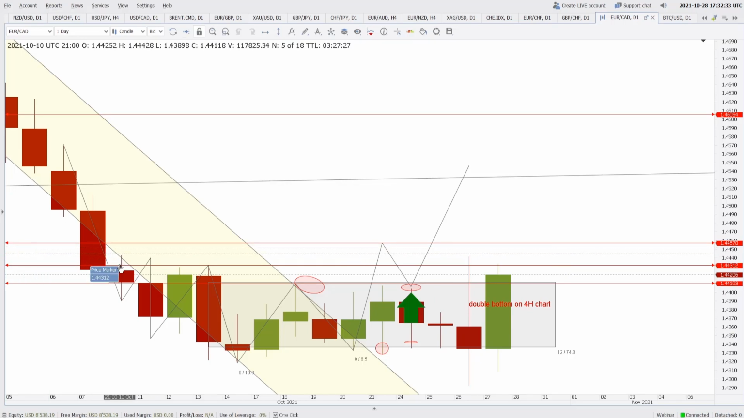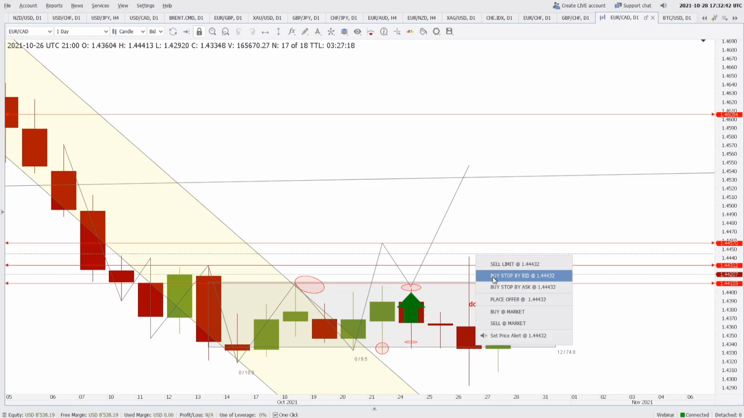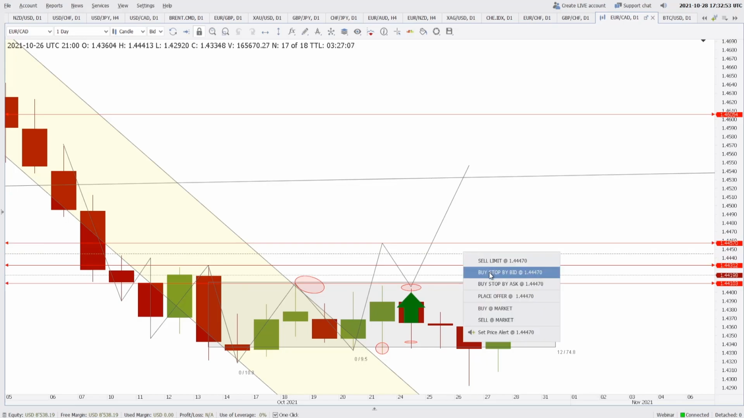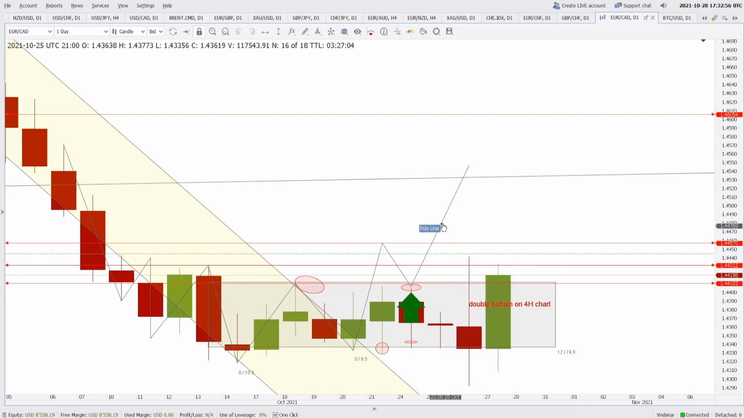Okay, so what you can do is you can cater for this high here also. It is 1.4442, so you can place a buy stop by bid at around 1.4443, not 4443. I want to buy higher than this. I want to open buy positions, okay, like this. I'm just giving you an example that open 1,000 units or 10,000 units when the price goes higher than this. This is an aggressive way of trading.